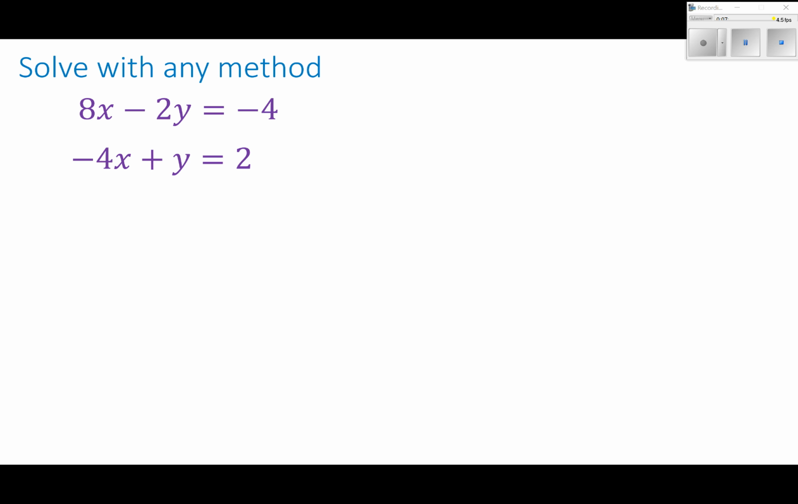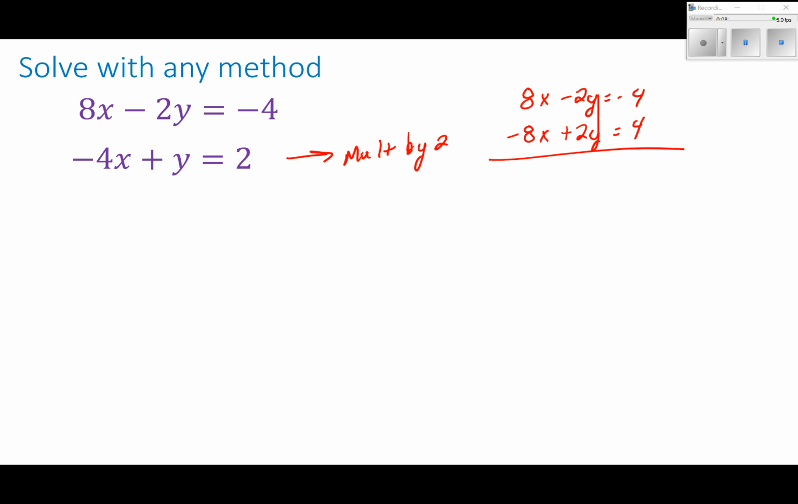8x minus 2y equals -4. -4x plus y equals 2. So this one would be an easy one. I'm going to multiply by 2 and use elimination. So 8x minus 2y equals a -4. And this would be a -8x plus 2y equals now 4.